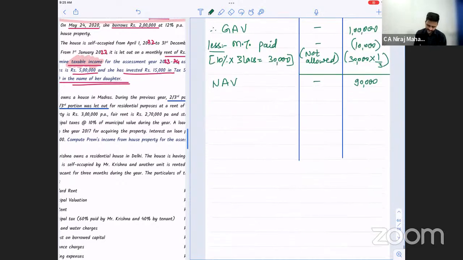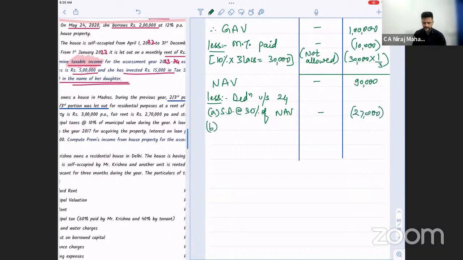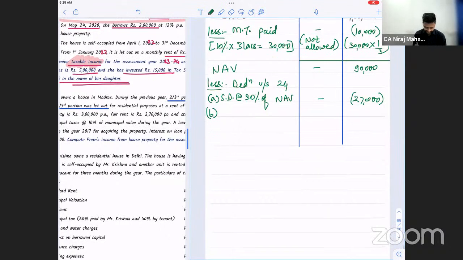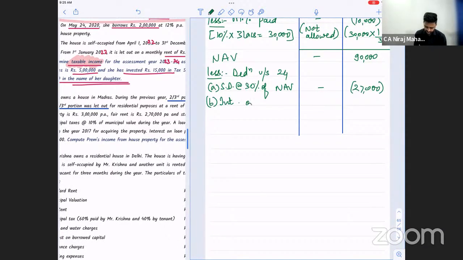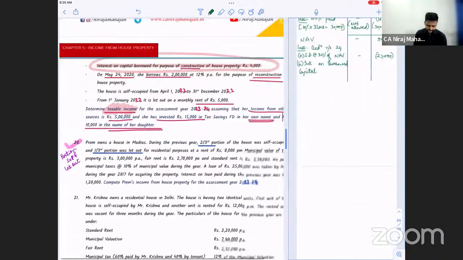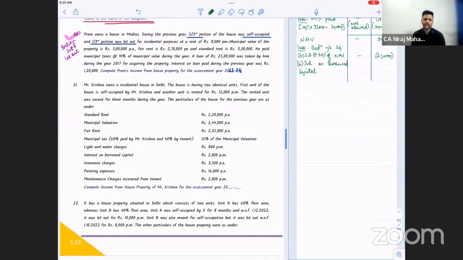Fine. Less: deduction under section 24(A), standard deduction at the rate of 30% of NAV, 27. 24(B), interest on borrowed capital. They have not complicated the case currently. Current interest is 1,20,000, so I'll apportion that.